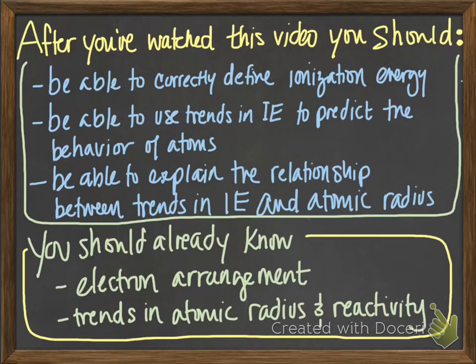After you've watched this video, you should be able to correctly define ionization energy, as well as use the trends that we see in ionization energy to predict the behavior of atoms, and explain the underlying relationship between the trends we see in ionization energy and atomic radius. Well, that means you already need to know all about electron arrangement, and you also need to be familiar with what atomic radius is and the trends that we see periodically in atomic radius and reactivity.